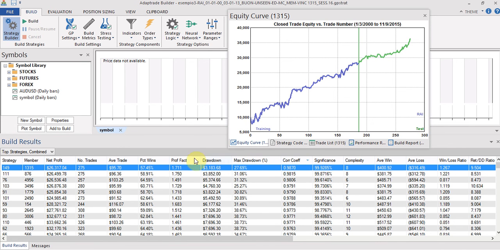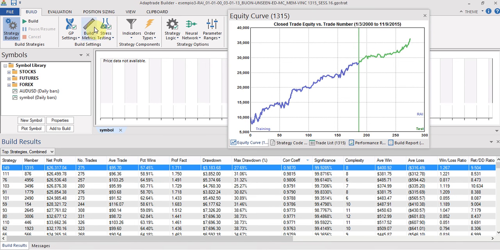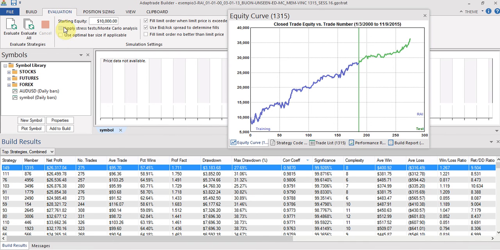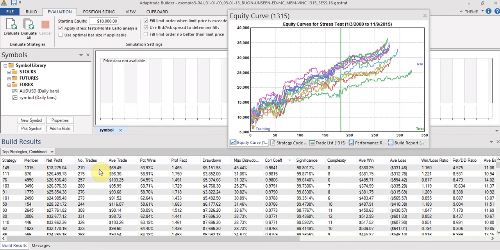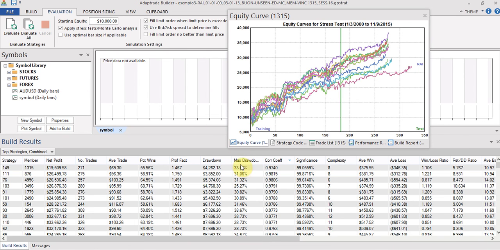So once again, the list in this top strategy archive is the result of the first validation we have described, where we eliminate strategies with negative net profit over the second symbol over the unseen data. So this is already a good strategy. Let's see what happens with the stress test, the Monte Carlo simulation. Apply stress test, evaluate only this one. It's still okay. 33 is the maximum drawdown. The profit is still positive.